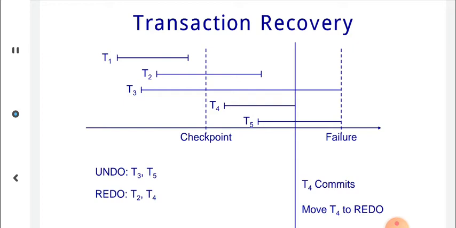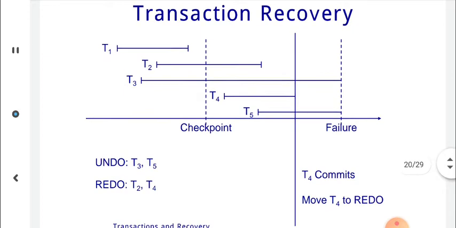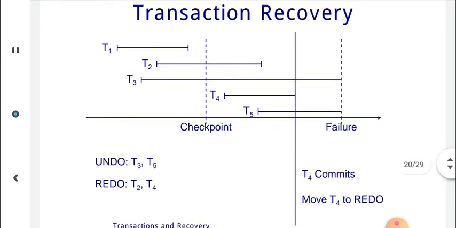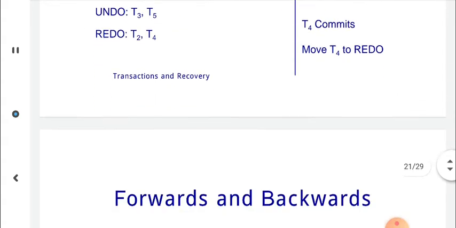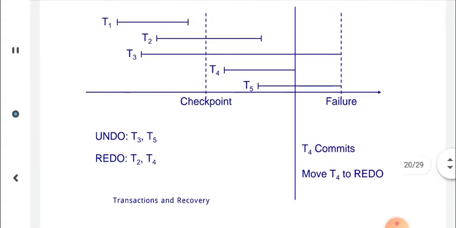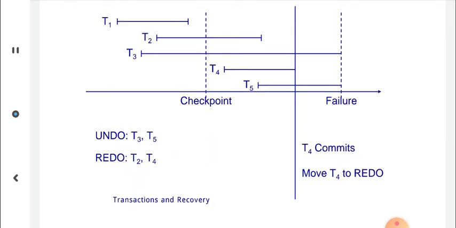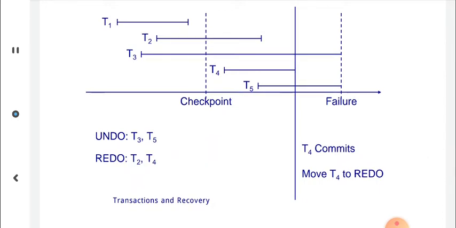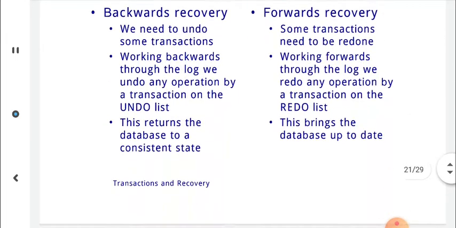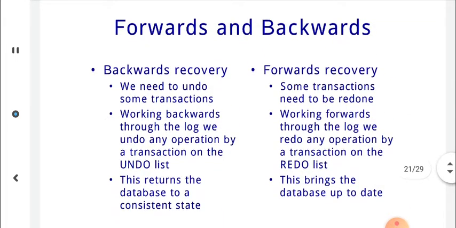Before failure, we had T3 and T5 running. Looking at the failure point, you can understand which ones need to be undone and which need to be redone. T2 and T4 need to redo, but T5... T4 is already committed here, so move T4 to redo. That means undo and redo we know, but T1 is already completed before the checkpoint, so there is no question. Now what happens in forward and backward recovery?